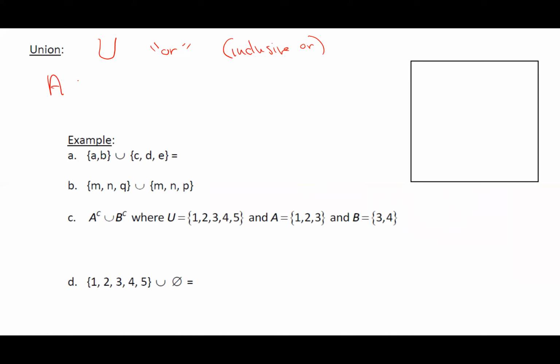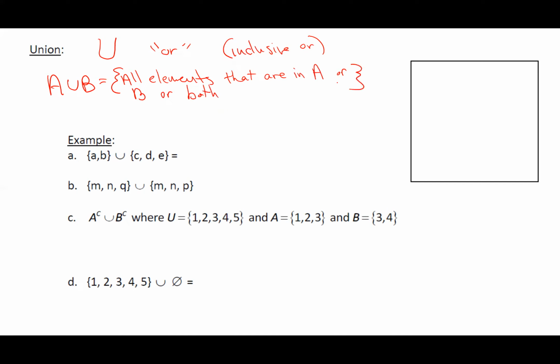So we've got the set A union B. The way that we define this is the set of all elements that are in A or B or both.